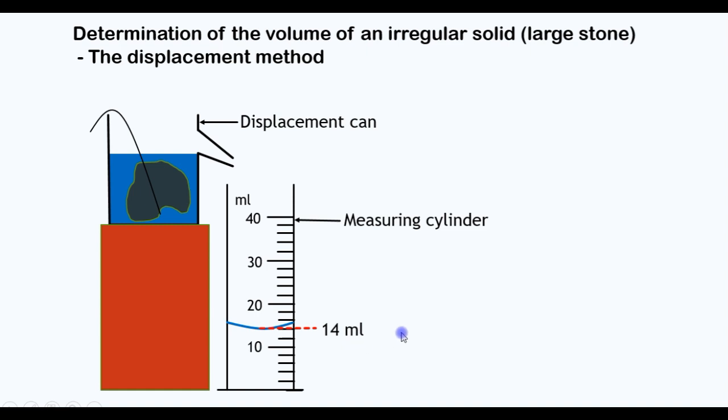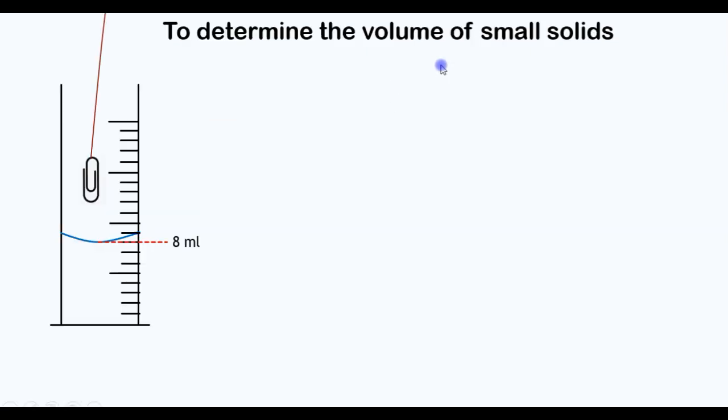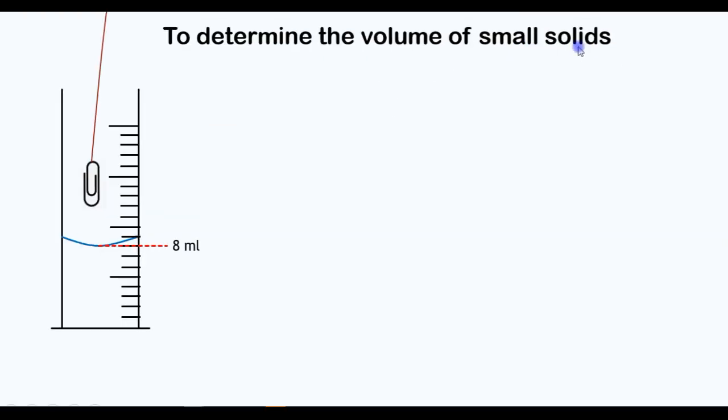Now let's consider the case where the irregular solid is very small. For example, a paperclip. So here we have 8 milliliters of water in a measuring cylinder, and when we immerse the paperclip in the water, we can see that the water level rises by a very small amount. In fact, the water level has risen by less than 1 milliliter. So we cannot determine the volume of the paperclip accurately using this method.